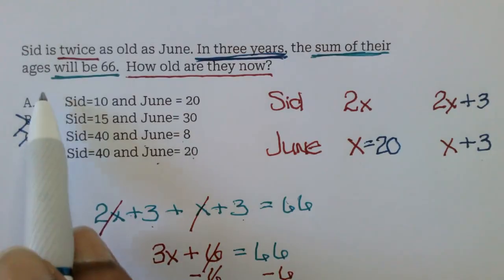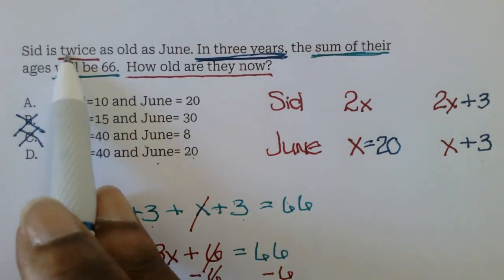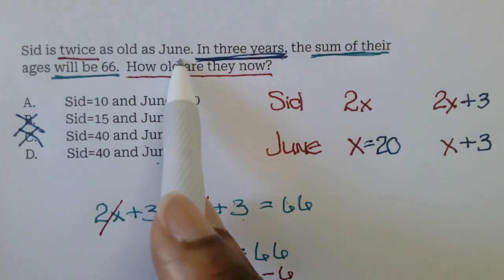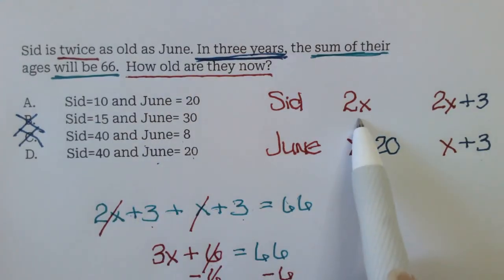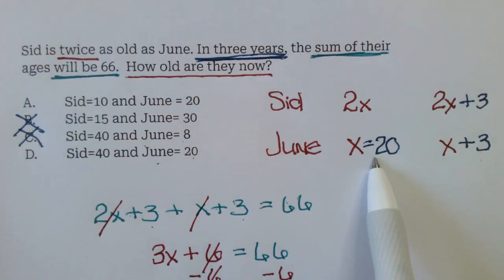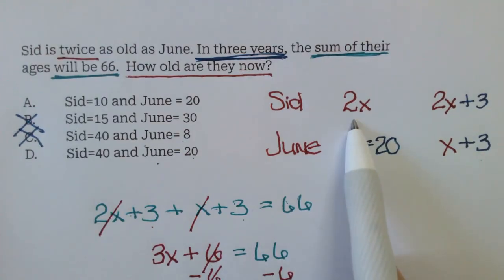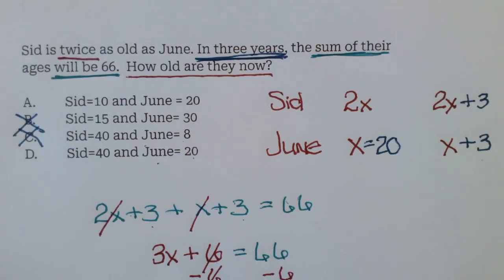And the other part was what we had up here. Sid is twice as old as June. That's where this 2x came from, especially for those that came a little bit later. So if we know that June is 20, how old is Sid? I see you, Heavenly. Good. I see you, Olga. Good.